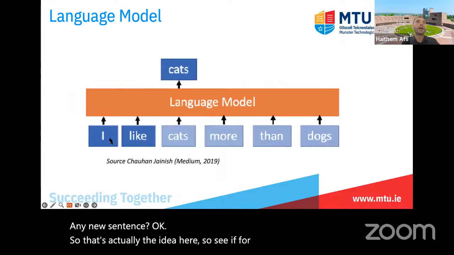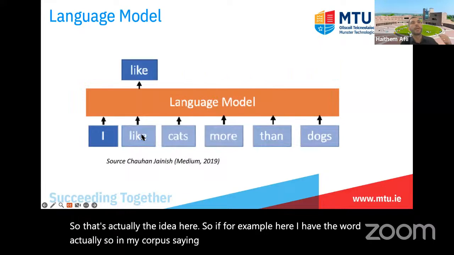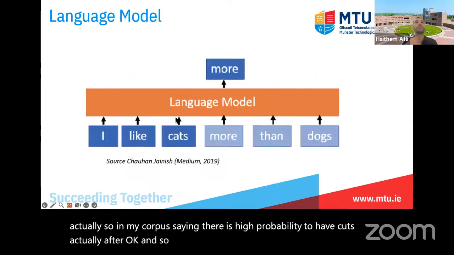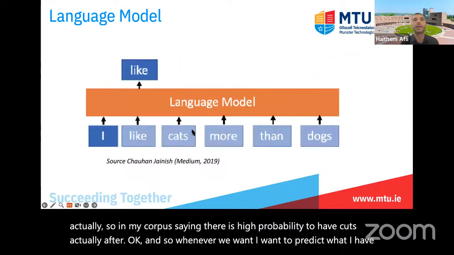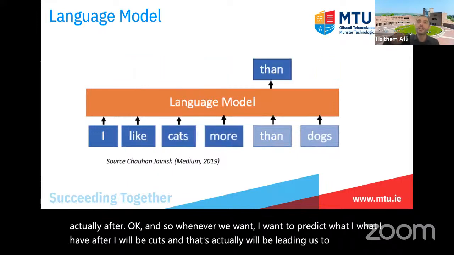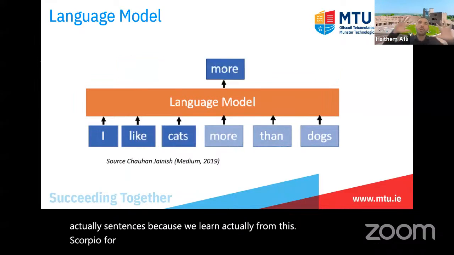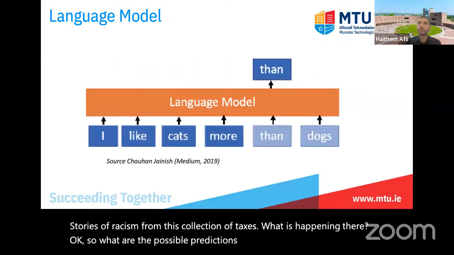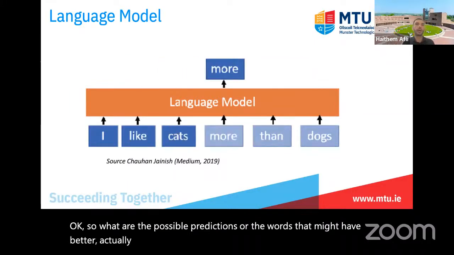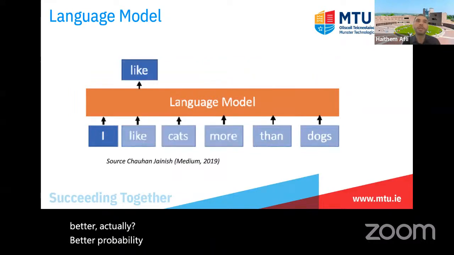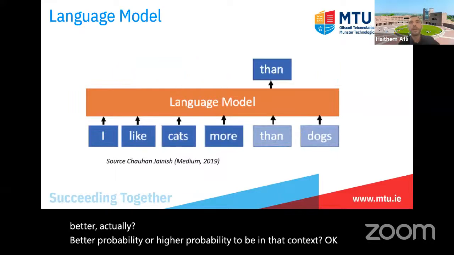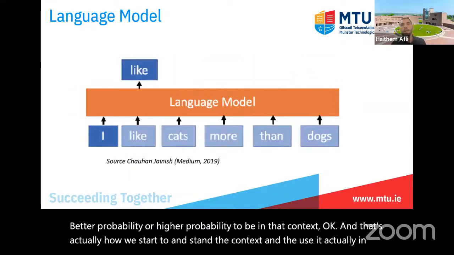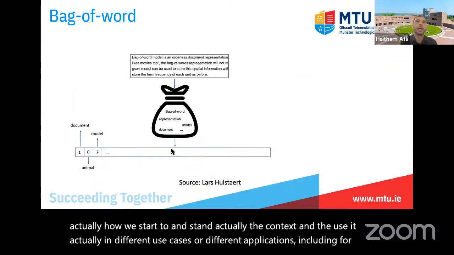If, for example, I have the word like, in my corpus there is a high probability to have cats after like. Okay, so whenever I want to predict what comes after I like, it will be cats, and that will lead us to generating sentences, because we learn from this corpus, or this collection of texts, what is happening there. Okay, so what are the possible predictions, or the words that might have a higher probability to be in that context? Okay, and that's how we start to understand the context, and we use it in different use cases or applications, including, for example, classification.